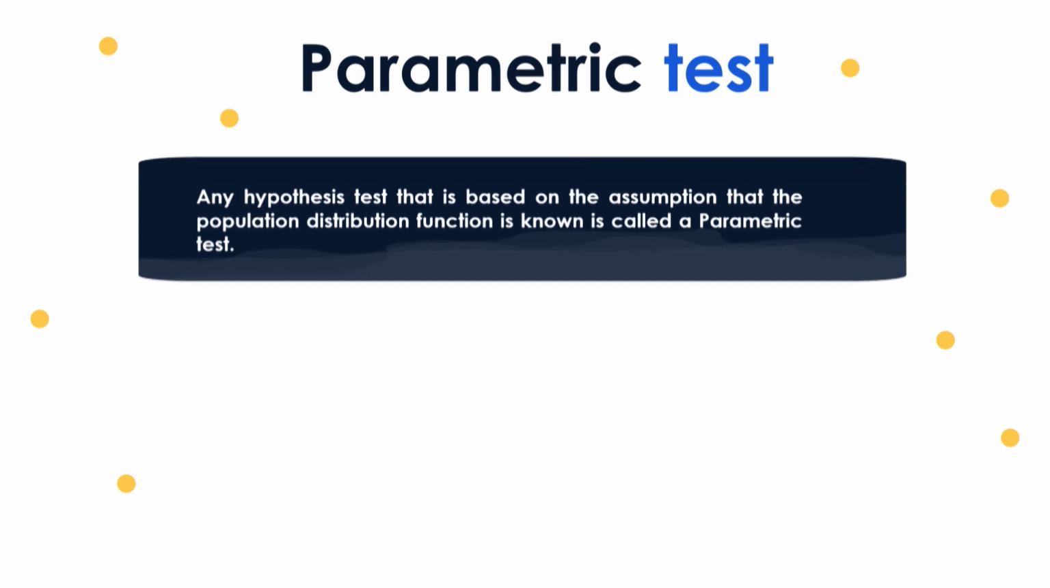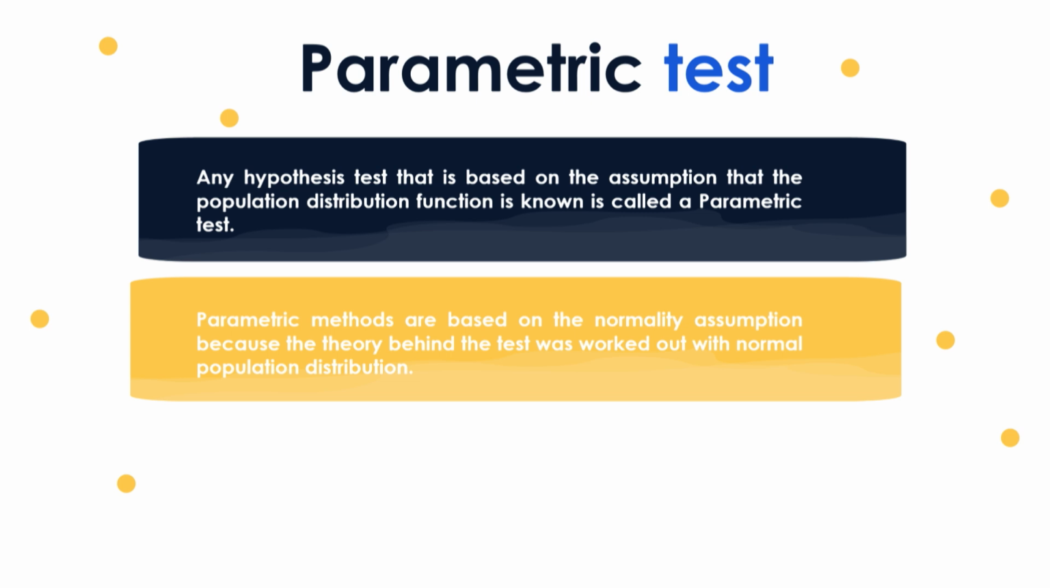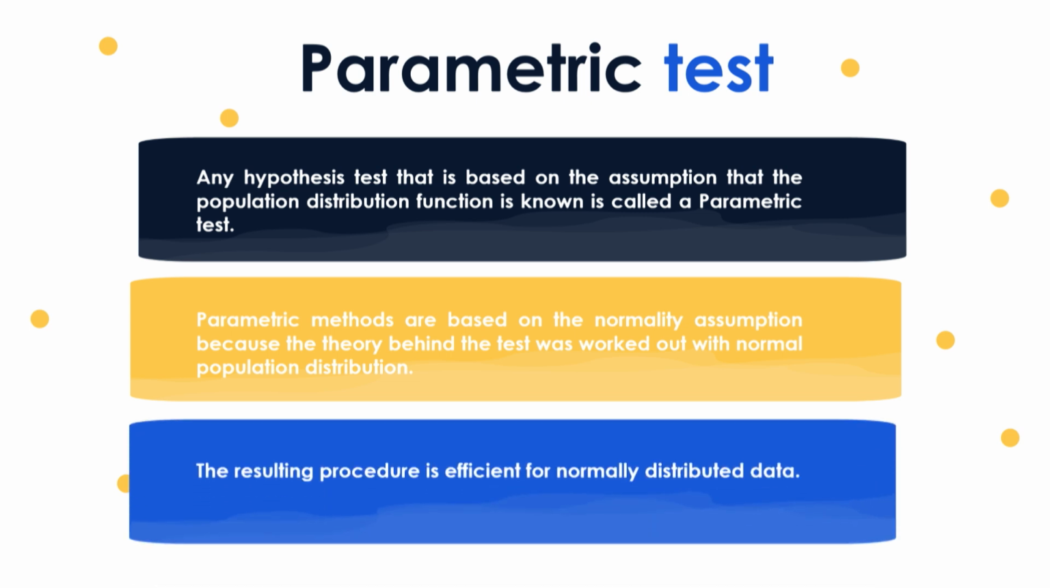First we will discuss the parametric test. Any hypothesis test that is based on the assumption that the population distribution function is known is called a parametric test. Parametric methods are based on the normality assumption because the theory behind the test was worked out with the normal population distribution. The resulting procedure is efficient for normally distributed data.